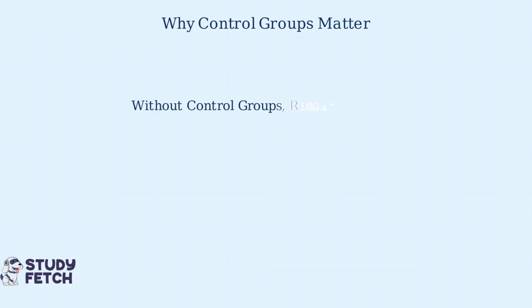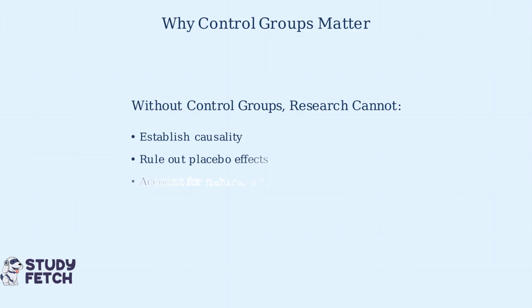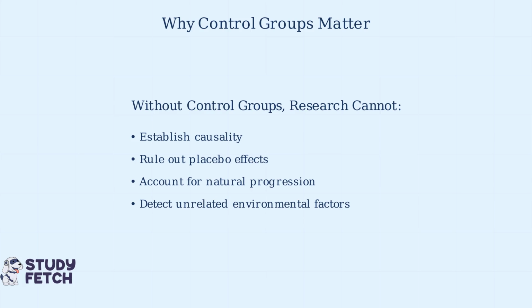Without control groups, scientific research fails in several critical ways. Researchers cannot establish causality, rule out placebo effects, account for natural progression of conditions, or detect unrelated environmental factors that might influence results.